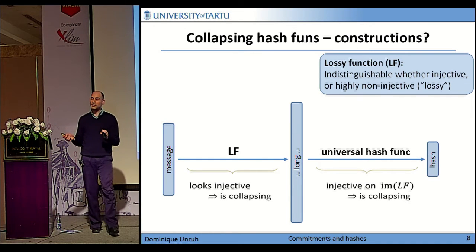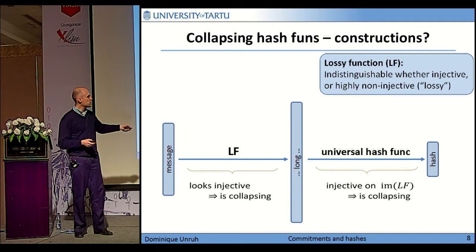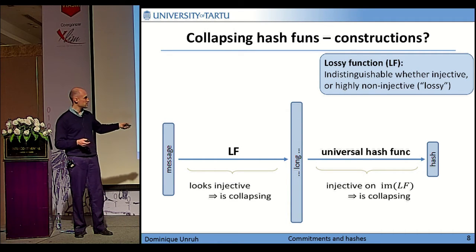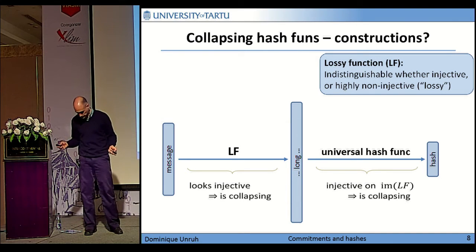However, if we run the lossy function in the lossy mode, then although the range here is very big, the actual image that is used here will be a very small subset of this, so much smaller than this box in the end. So we have many bits, but only very few bit strings are actually possible.